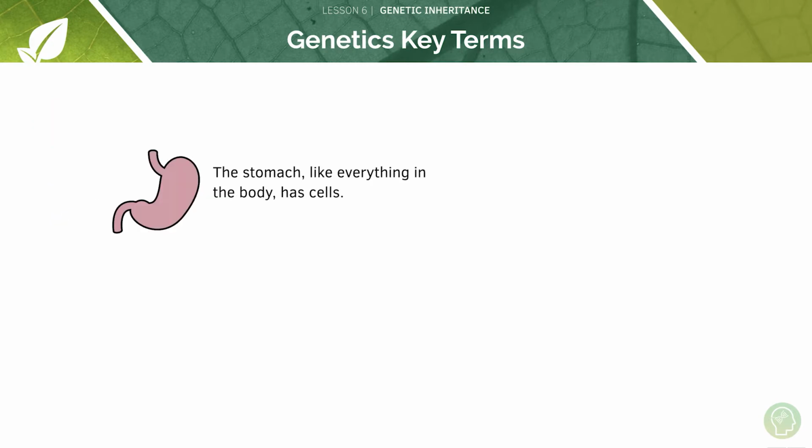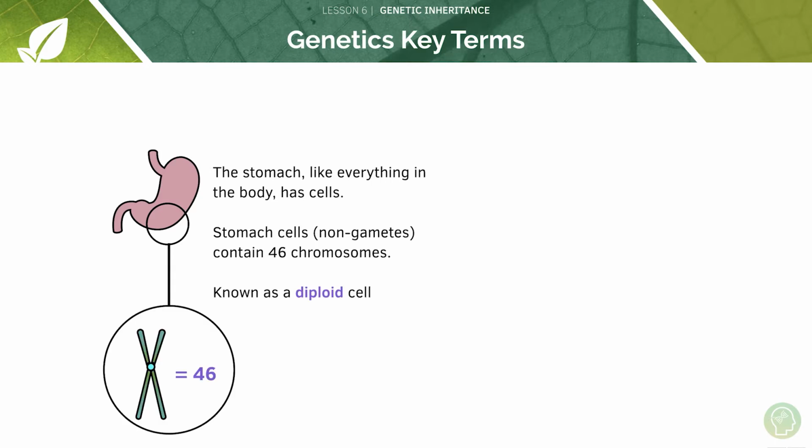Now, just to look at this in another way, think of the stomach, which has cells like everything else in the body. A stomach cell is a normal cell. It's not a gamete cell, it's not a sex cell. So therefore it's a diploid cell, which means it must contain 46 chromosomes.